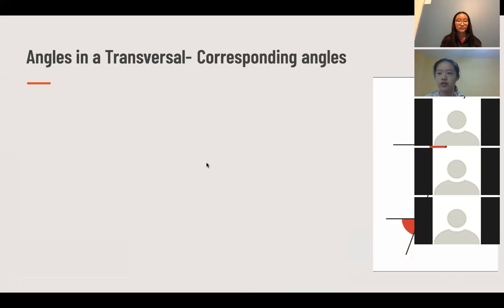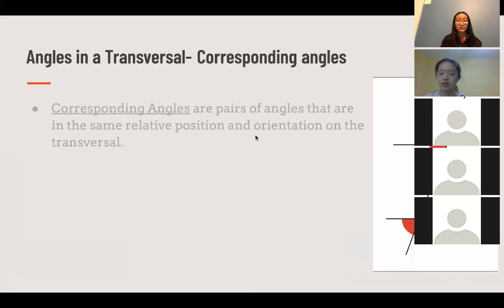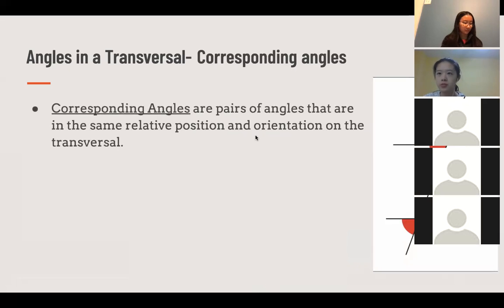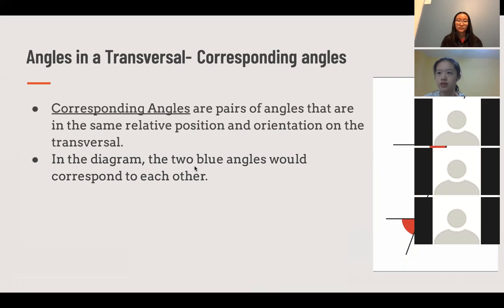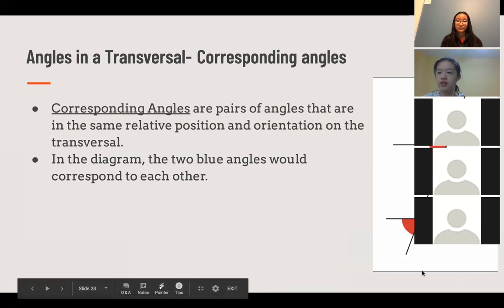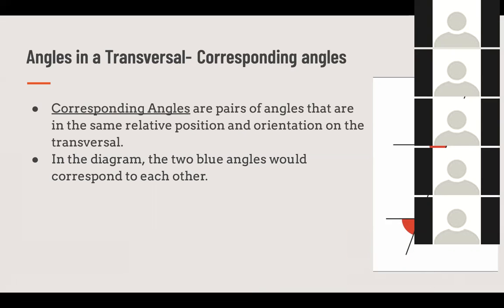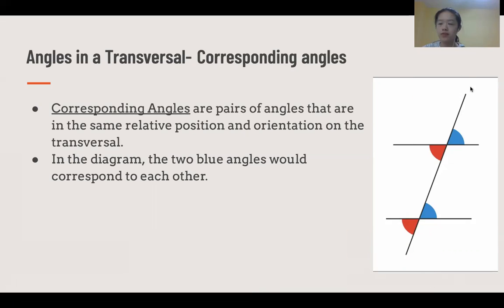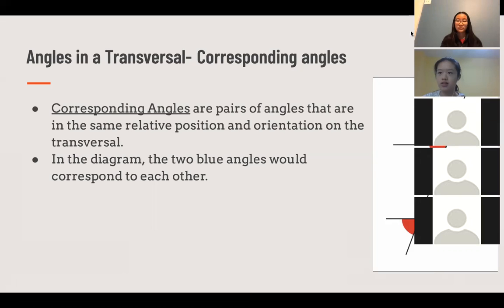Okay, so this first relationship is called corresponding angles. Corresponding angles are basically pairs of angles that are in the same relative position and orientation on the transversal. So in this picture, you can see that the top half of the transversal is basically the same as the bottom half of the transversal. So the two blue angles are congruent because you can see that the top half is identical to the bottom half. So the blue angles would correspond to each other.